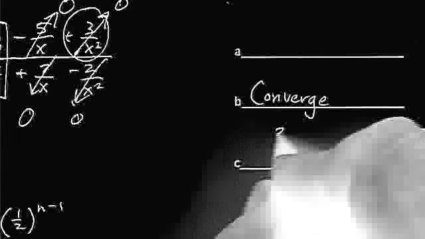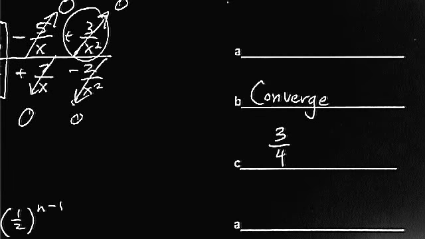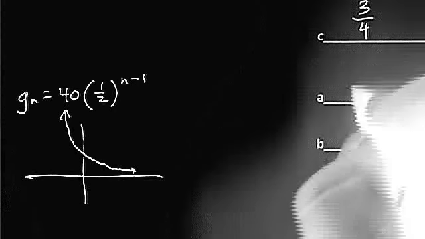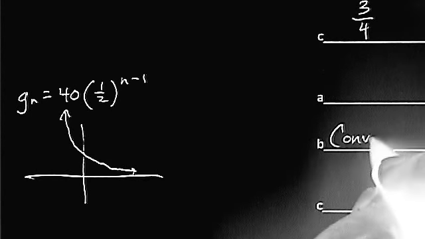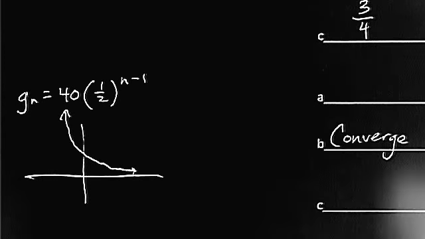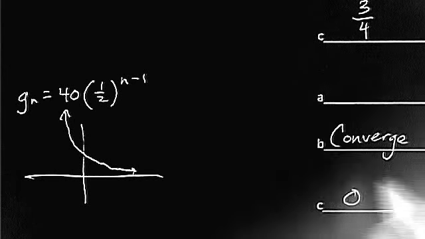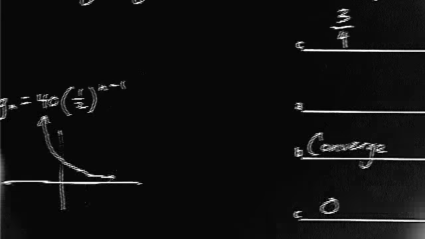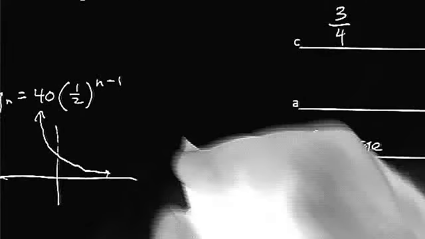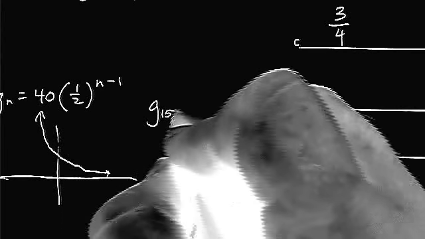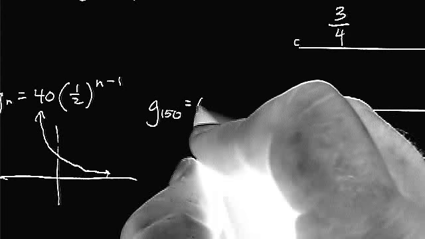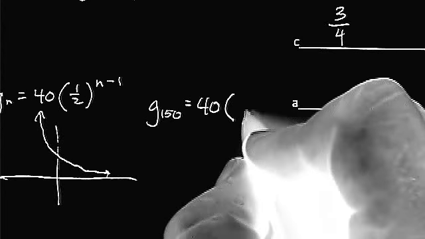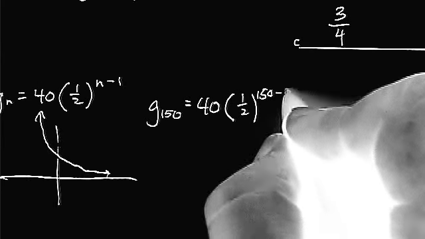So question 3 was a converge. And what did it converge to? It obviously converged to 3/4. But when we got down here to question 4, it was also a converge, and it converged to 0. By the way, make sure you go back and find the 8th term, including the 150th term. So plug 150 in. Find out what you get.